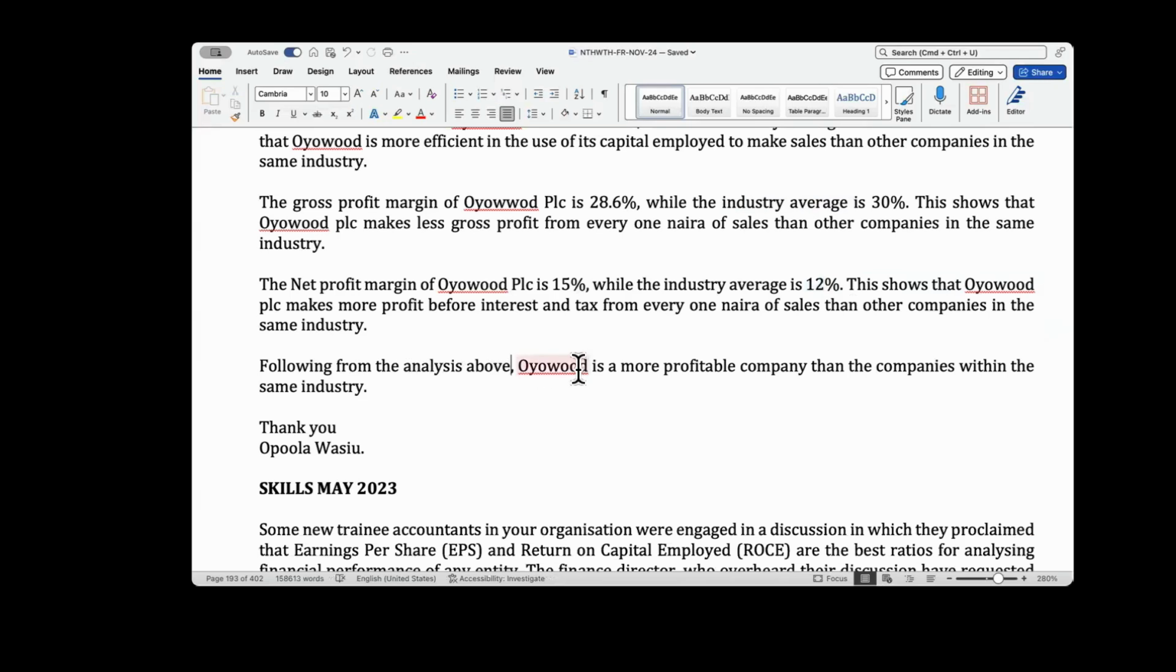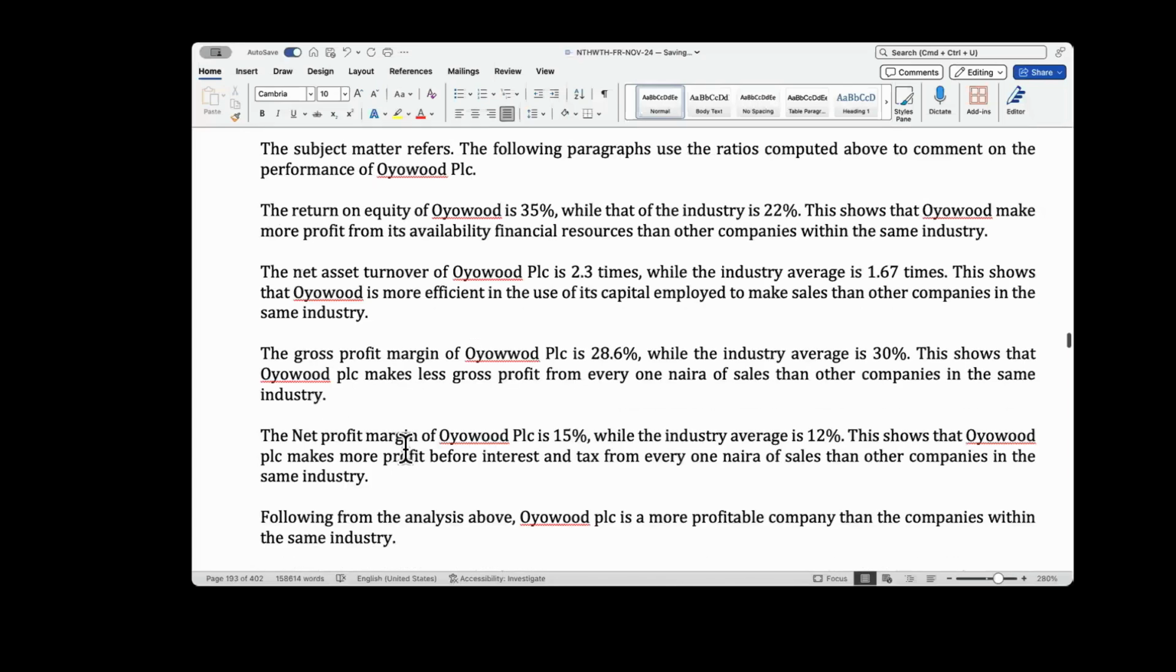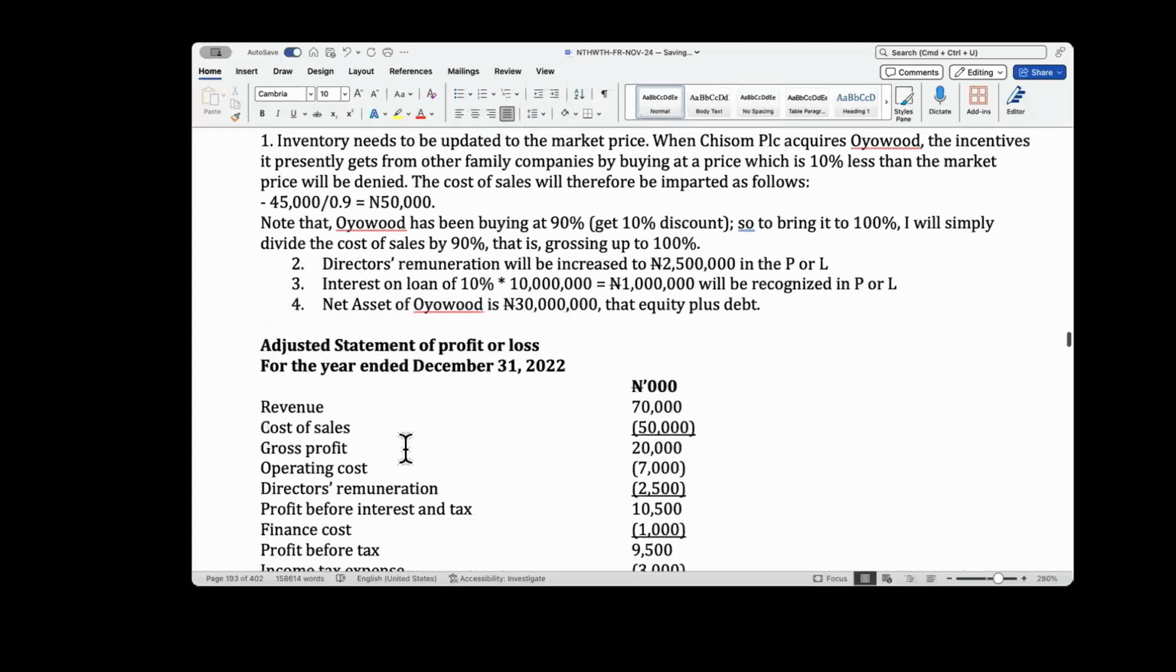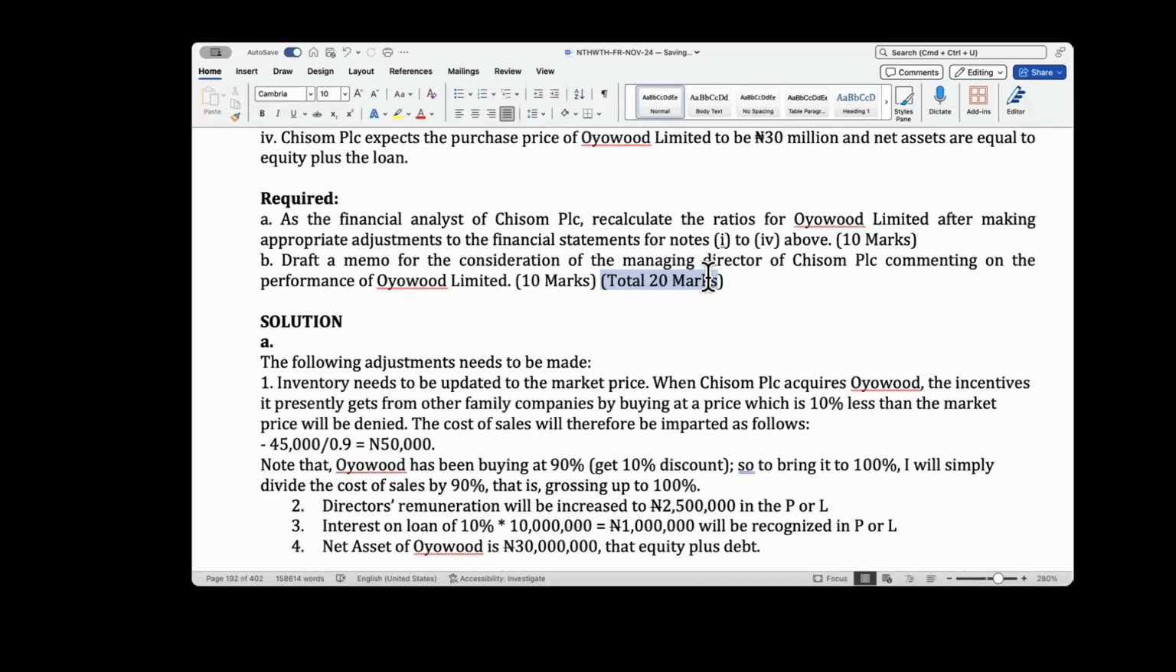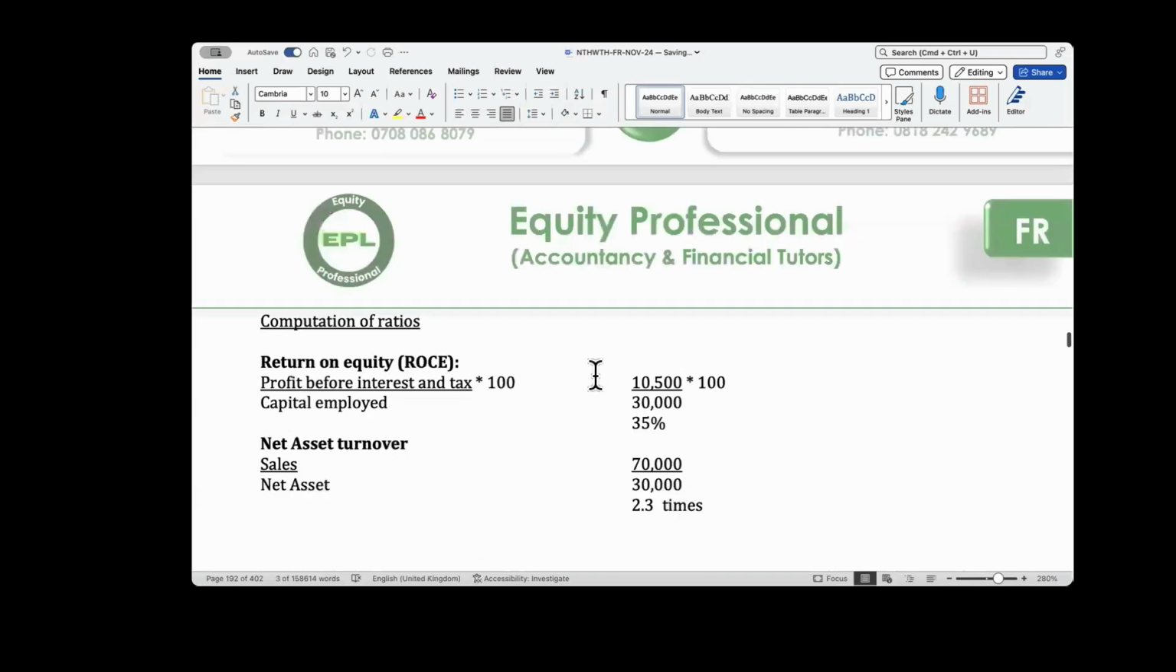Following from the analysis above, Oyo Wood PLC is a more profitable company than the companies within the same industry. Thank you, my name. That's it. I will have gotten the majority of my marks because there's no reason why this person will not give me my 20 out of 20, keeping it as simple as possible.